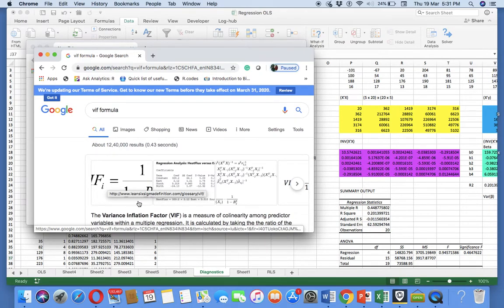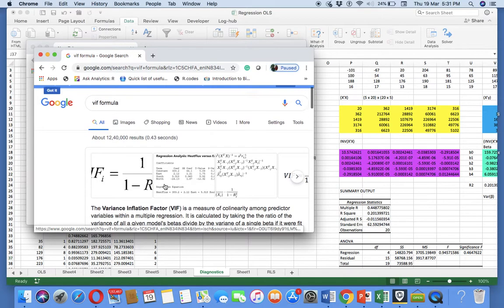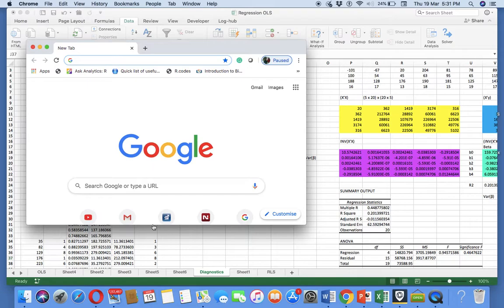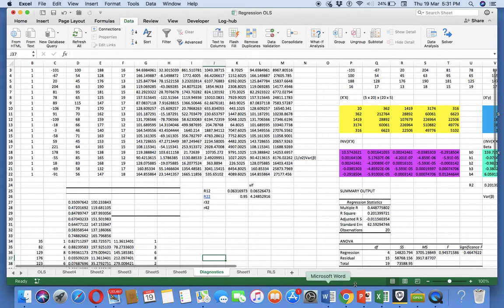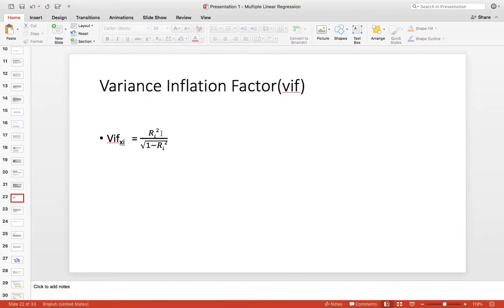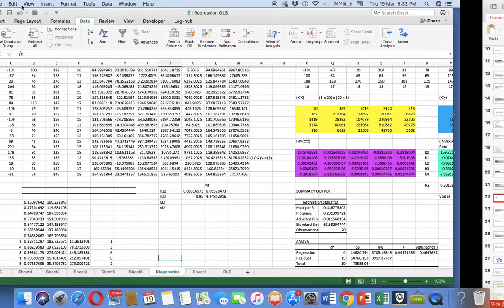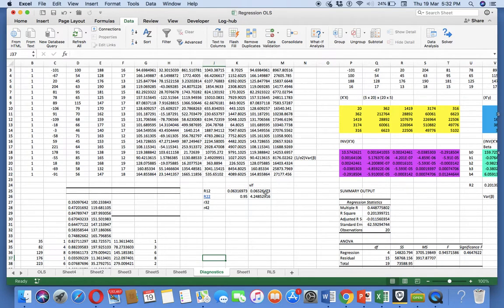Oh, 1 minus 1 over r squared. Sorry, there's a mistake. I'm so sorry. If I stand corrected, the formula would actually be 1 divided by 1 minus r squared. So I stand corrected. Excuse me, I apologize for the mistake. So the formula would not be r squared, it will be 1.